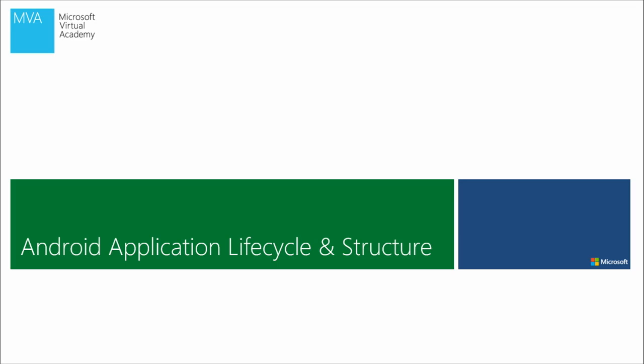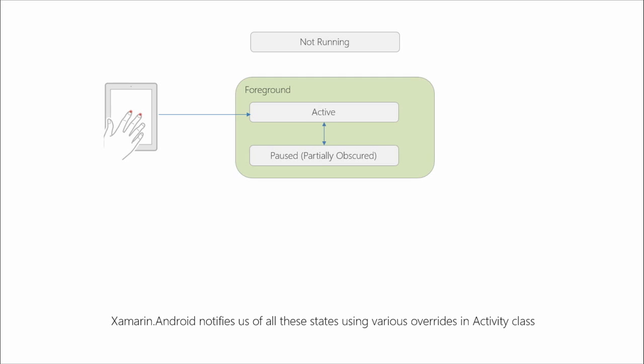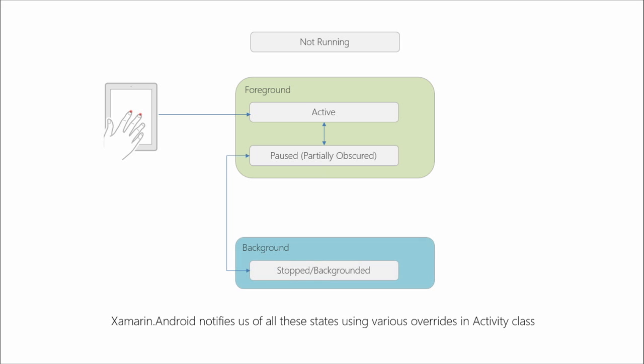Like in iOS, we have application lifecycles and structure in Android also. Android notifies us of all these different states and changes. When a user uses your application, it goes from not running, comes into the foreground, and goes into the active state. Potentially a phone call comes in or they push the home button, and you'll get paused, partially obscured, and then stopped or backgrounded. So you go into the background.